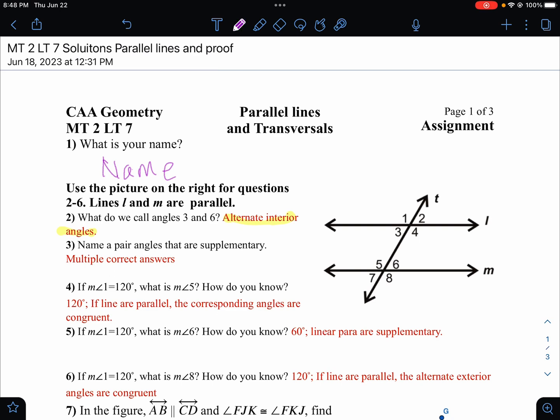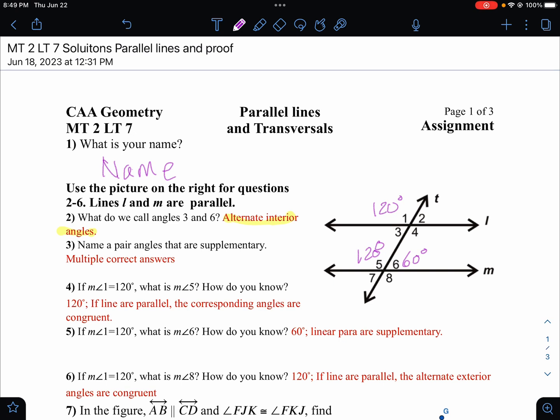Now, if we take a look at number 4, we're told angle 1 is 120 degrees. So we're asked to find the measure of angle 5. Notice 1 and 5, they are supplementary. Or not supplementary, they're corresponding angles, so they're congruent. So you get 120 degrees. And then on question number 5, what's the measure of angle 6, given that angle 1 is 120? Well, we're going to use the fact that 120 is angle 5, and then 5 and 6 are supplementary, so we get 60 degrees for angle 6.